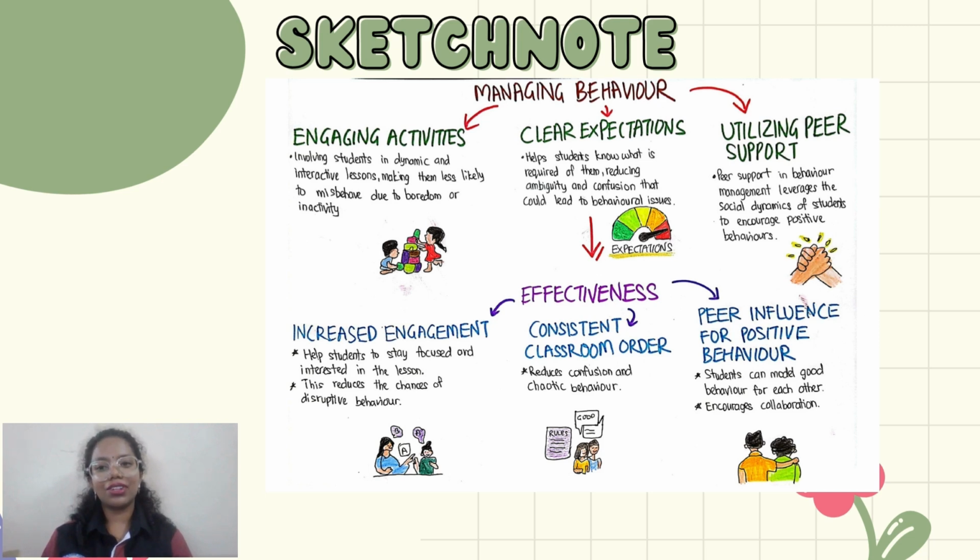Now let's have a look into the strategies that we can use to manage behavior in the classroom. The first key strategy is engaging activities. When students are involved in a dynamic and interactive lesson, they are less likely to misbehave. If students are actively participating, they have little time or inclination to become distracted or disruptive. Engaging activities also help reduce boredom, which is a common cause of behavior problems.